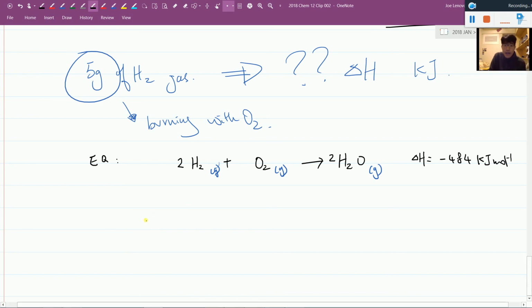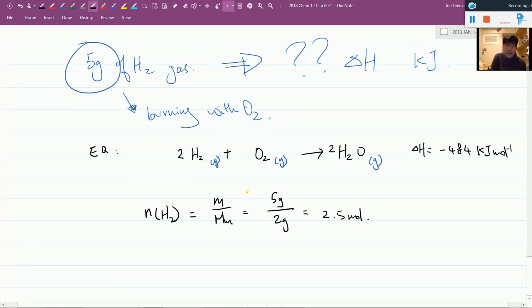What is the number of mole of hydrogen gas here? It is equal to mass over molar mass. We've got 5 grams. Molar mass of hydrogen is 2 grams. So there is 2.5 mole. If 2 mole gives you 404 kilojoules from 2 mole of hydrogen gas, then how much energy is the X, as your answer, from 2.5 mole.